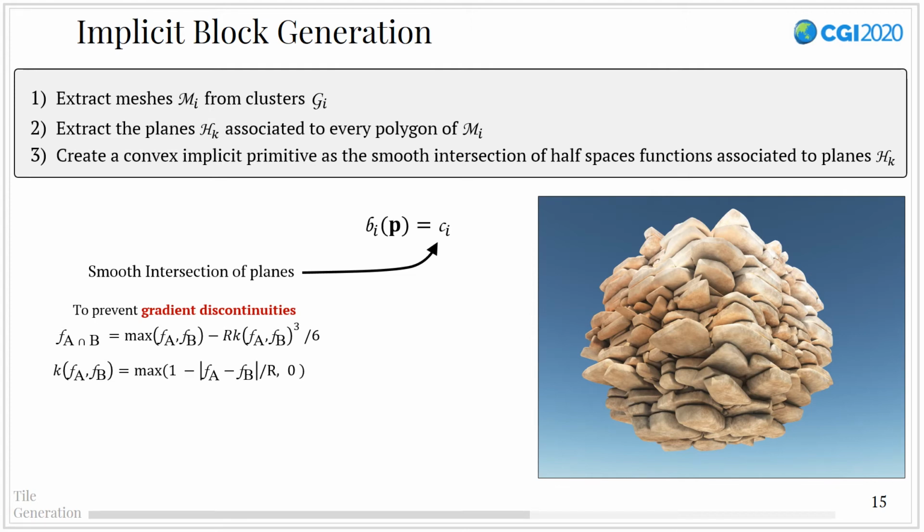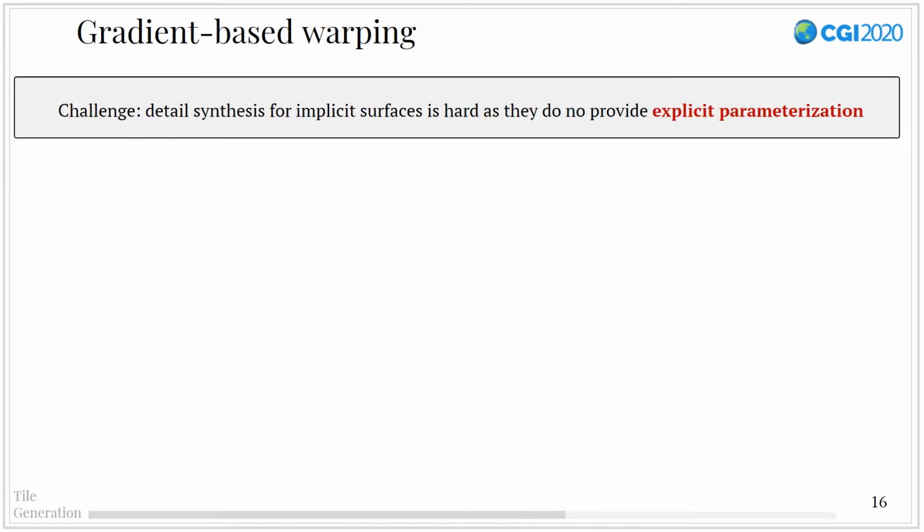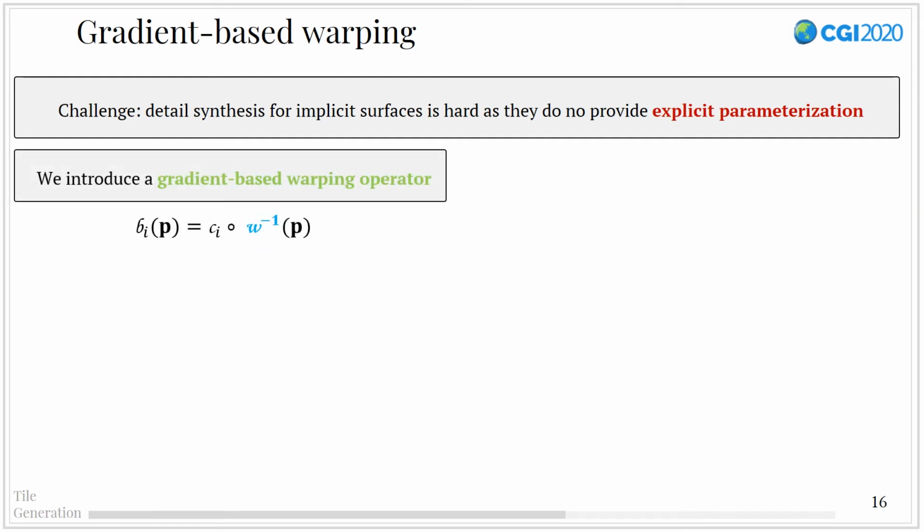You may notice that the resulting surface is smooth. It lacks high-frequency details. Adding surface details to implicit surfaces is challenging, as they do not provide an explicit parameterization. To solve this issue, we introduce a new gradient-based warping operator inspired by triplanar mapping already done on meshes. Our operator does not require an explicit parameterization and works with any implicit surface model.